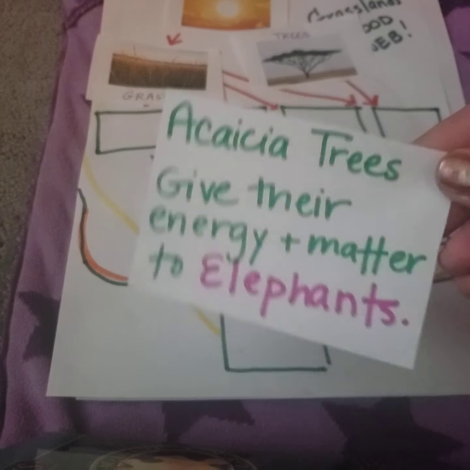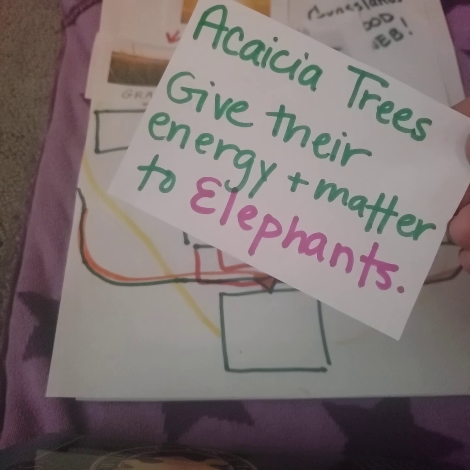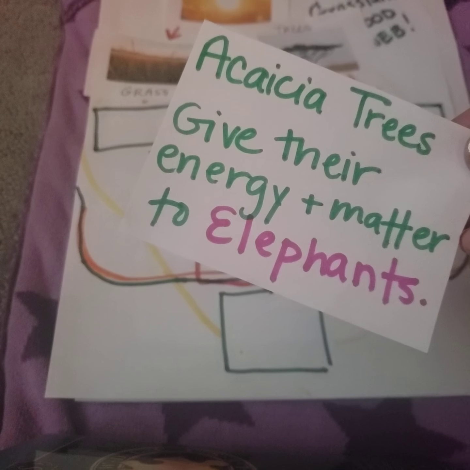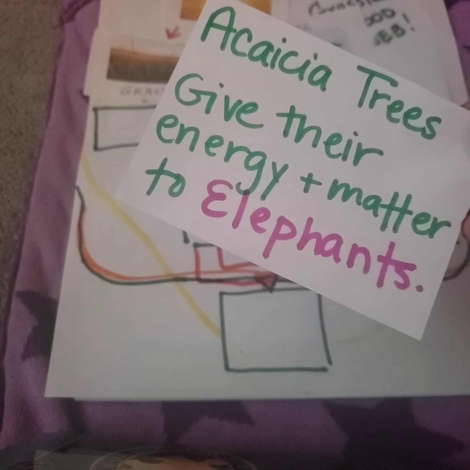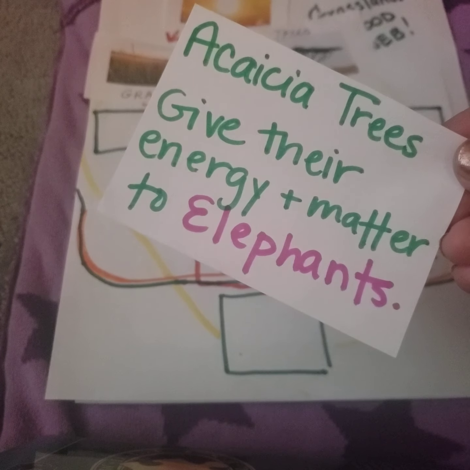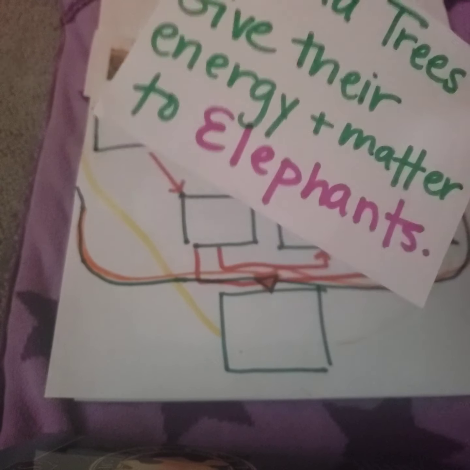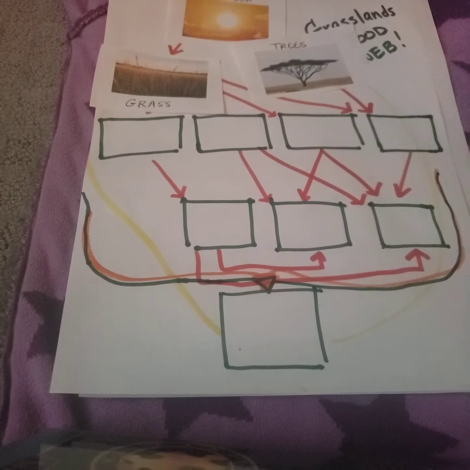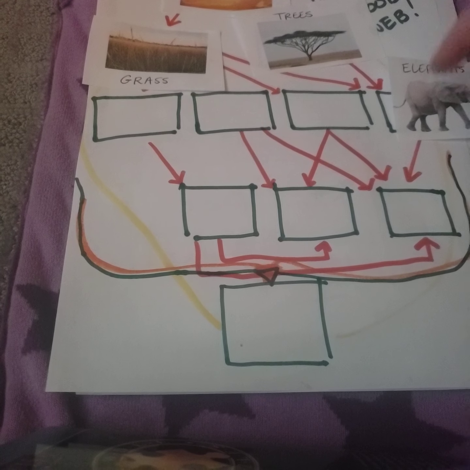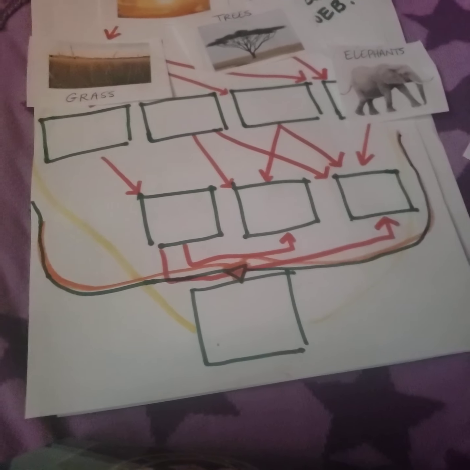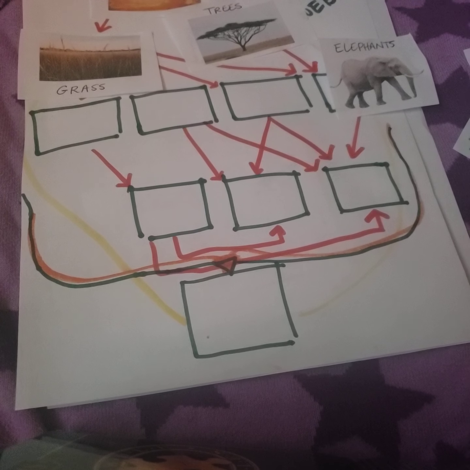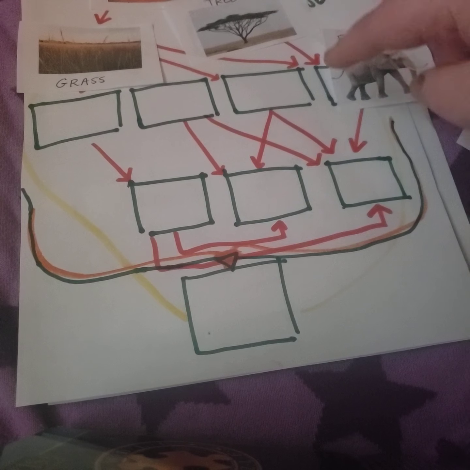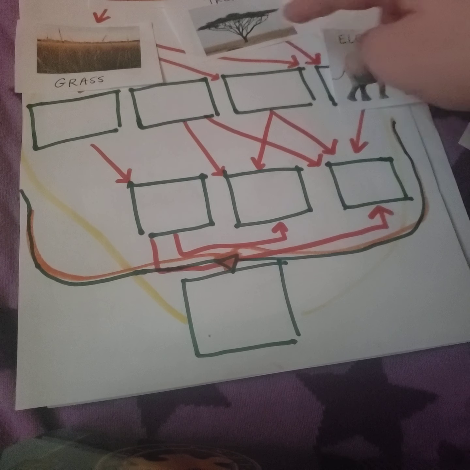Our next card says that acacia trees give their energy and matter. So their energy that they've created and their matter. Remember, matter is anything that takes up space. So that matter itself is being transferred from that tree, and as the elephant eats it, it gets energy and it moves into the elephant. So here's our primary consumer, our elephant, or our elephants, their whole population of elephants. They are primary consumers. They are eating first from the acacia trees.